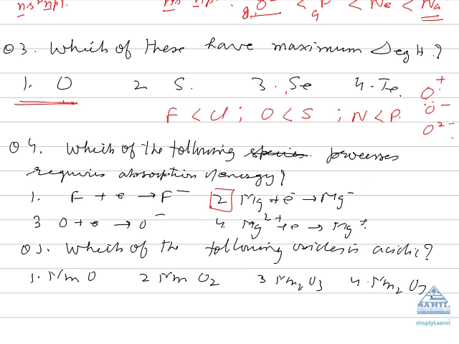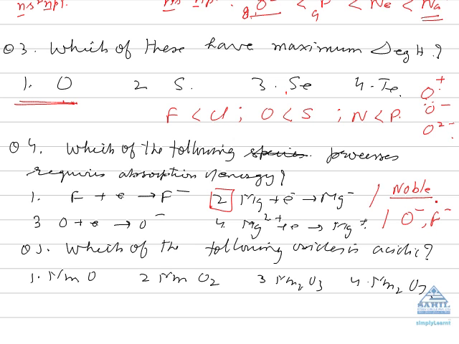Why magnesium? Because magnesium has a fully filled s orbital. Instead of this, you can get noble gases in the choice. They will also have positive electron gain enthalpy, that is, heat has to be supplied. You can also get O minus or F minus anion in the choice, because again energy is to be supplied.